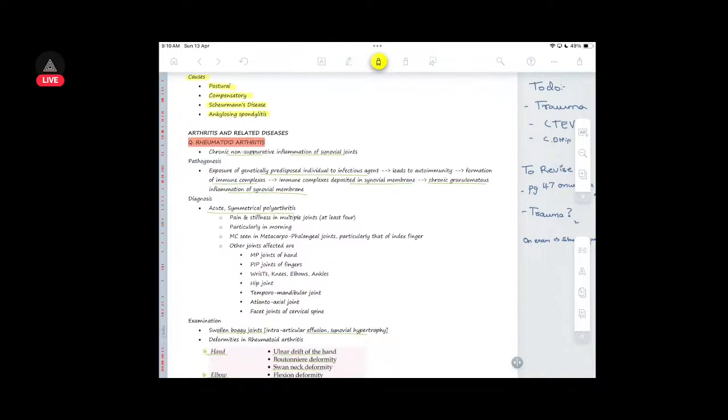Then related diseases, you have rheumatoid arthritis. I'll do rheumatoid arthritis onwards after some time actually.